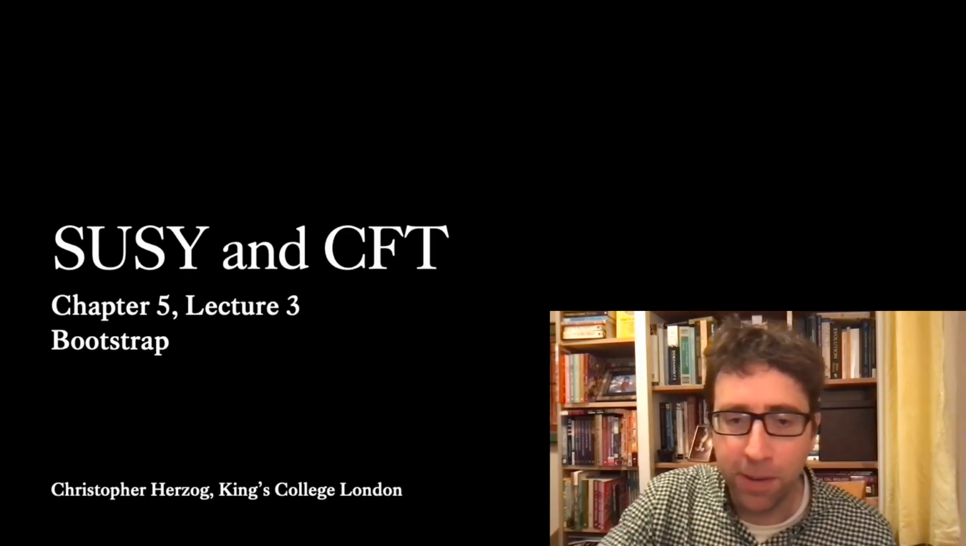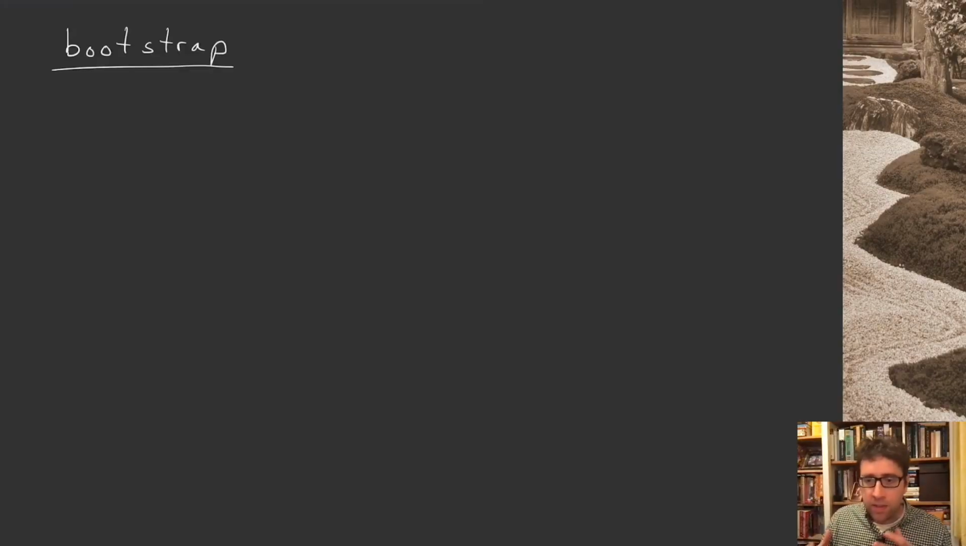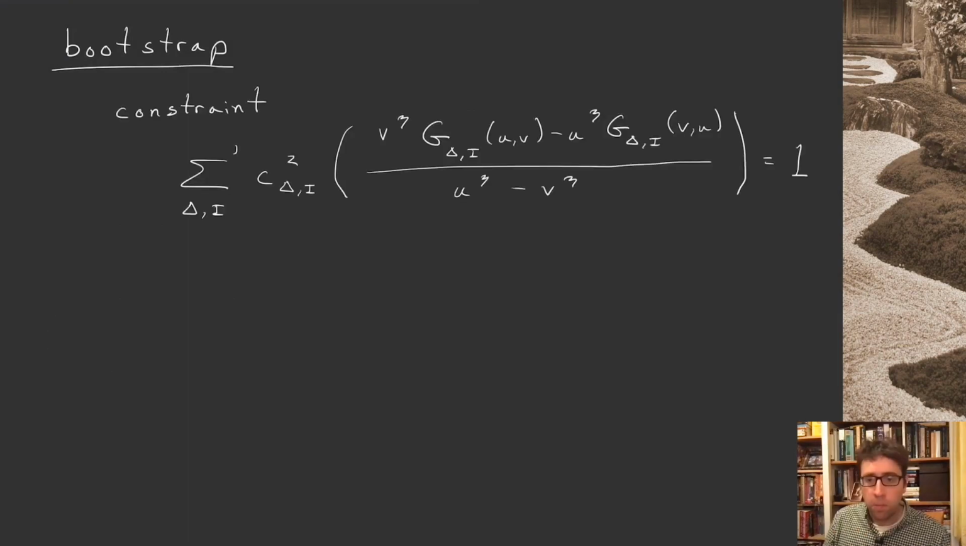So let's get started. If you recall, we had this crossing symmetry constraint, this bootstrap constraint on 4-point functions. So let's write it down for 4 identical scalars. The prime on the sum means that we've extracted the identity operator. So we're summing over all of the conformal primaries that are exchanged when we bring the external operators close together pairwise in this conformal block decomposition.